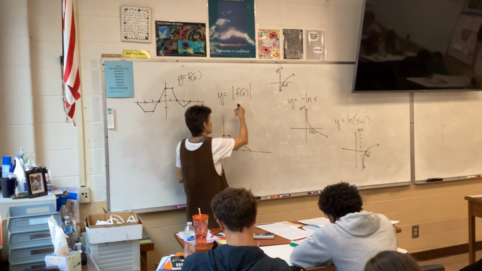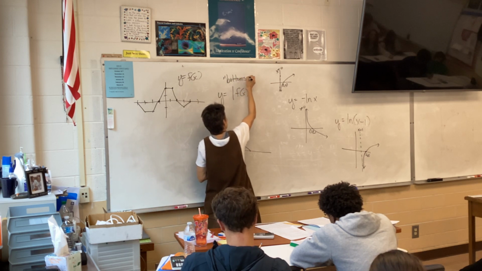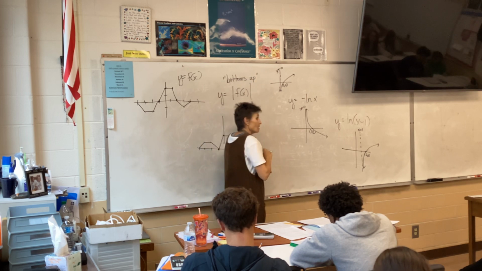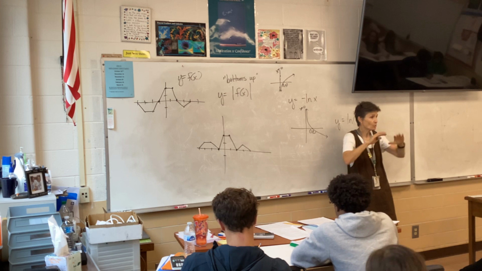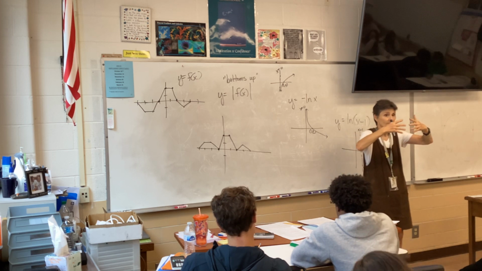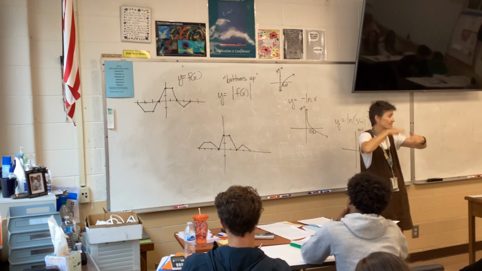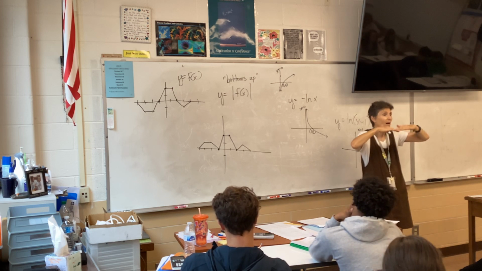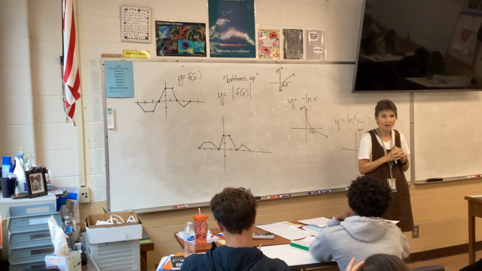I think of this function, it sounds kind of dumb, but I think of it as bottoms up. Because when you take the absolute value of a function, don't you bring the bottom up? Top stays up there. It's not a complete flip. Don't ever think that. It's not a reflection. It's just the bottom comes up because all of the y's have to become positive.